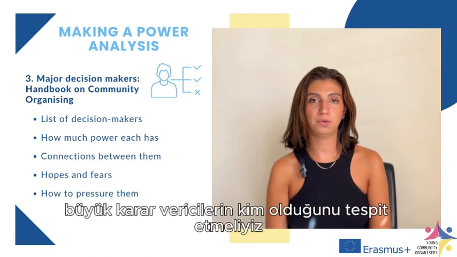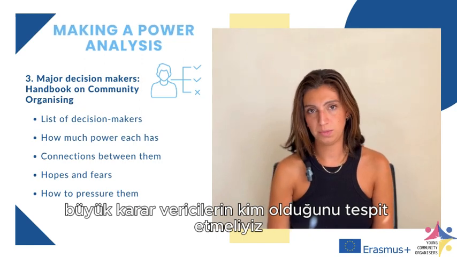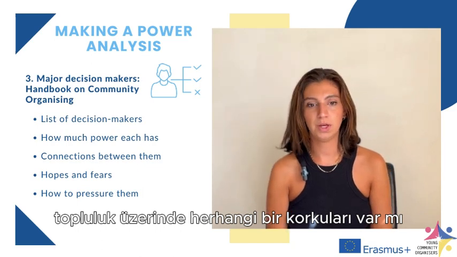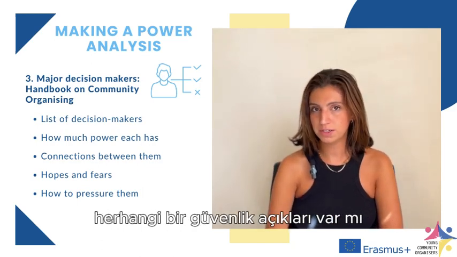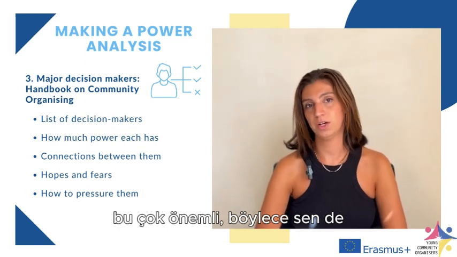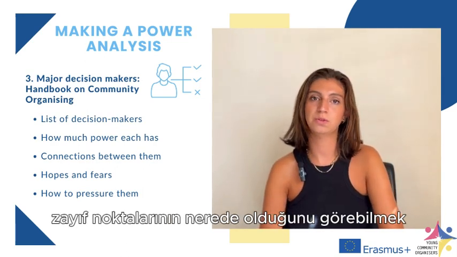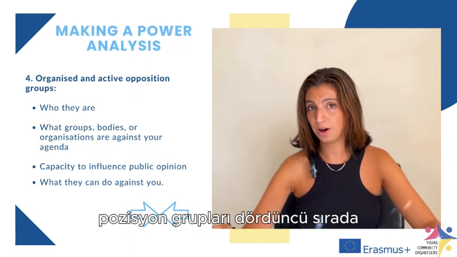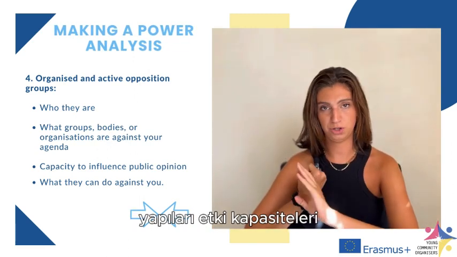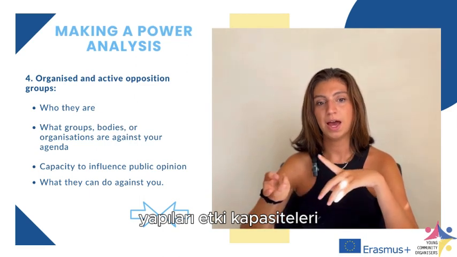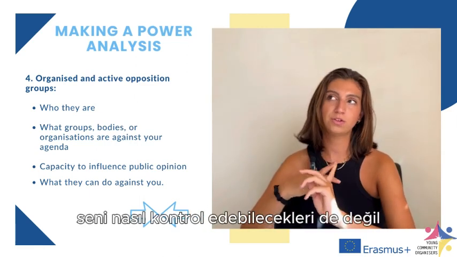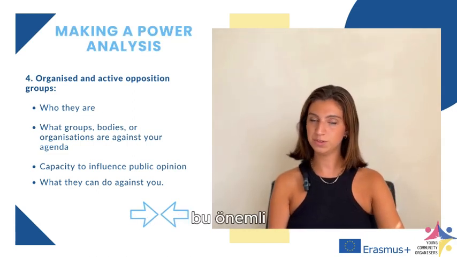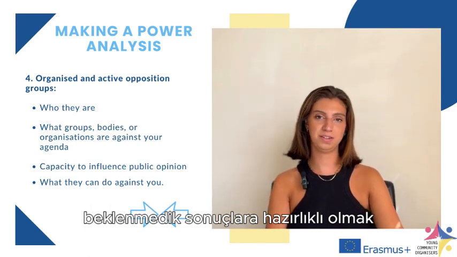In third place, we have to identify who are the major decision makers and how much power and influence they have over the community. Do they have any fears? Do they have any vulnerabilities? This is very important so that you can also be able to see where their weak spots are. In fourth place, who are the opposition groups, their structure, their capacity of influence, and how they can control you. Not only how they can control you, but how they can make you weaker. This is important to be prepared for any unexpected outcomes.